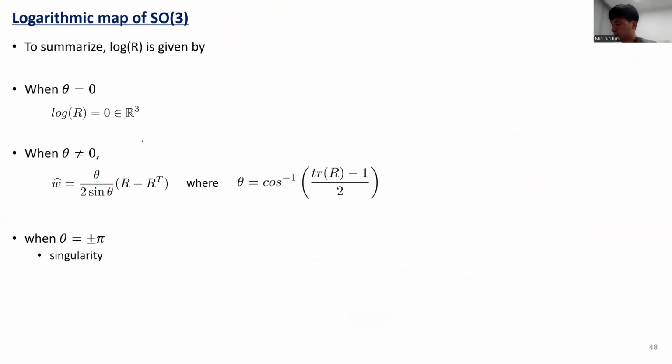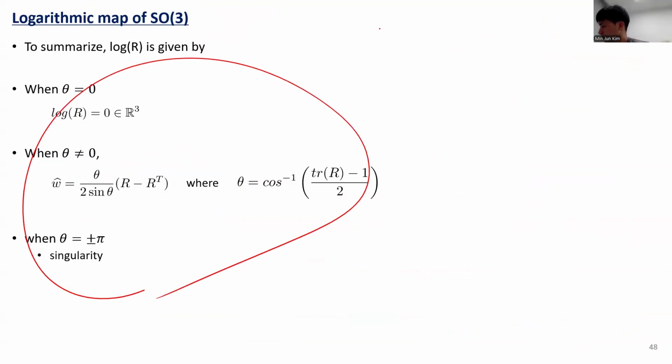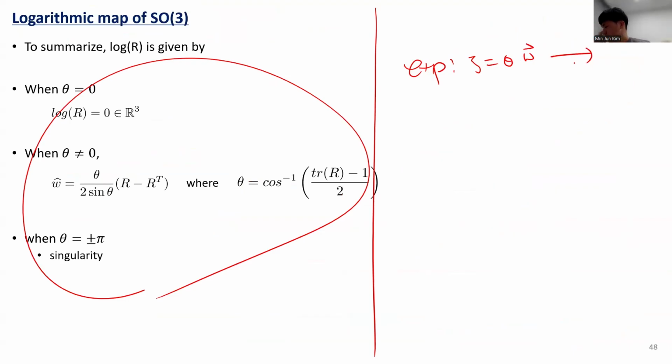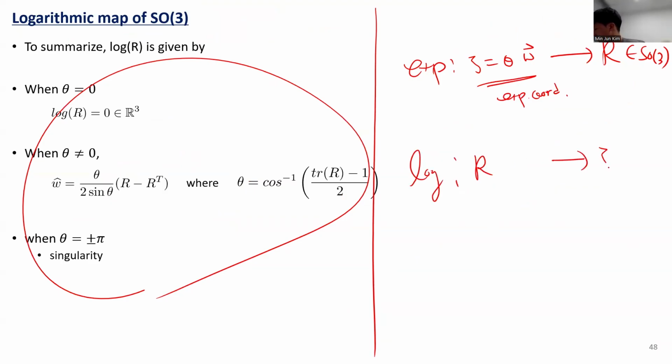Just to summarize, this is the summary. You can just read it. So the exponential map gives you a rotation matrix from exponential coordinates, and the log map gives you exponential coordinates from a rotation matrix. Okay, just an inverse relation.